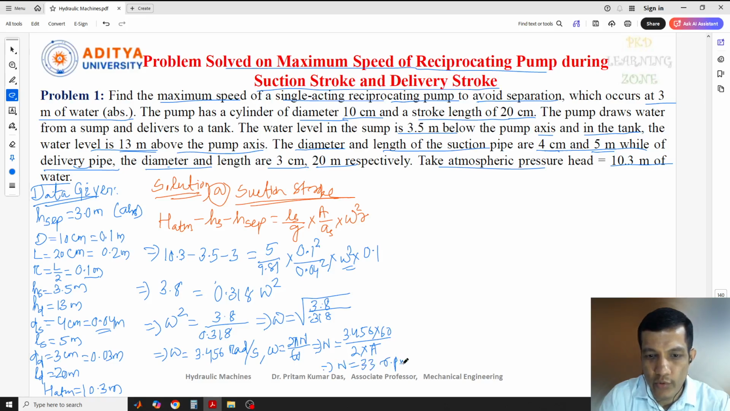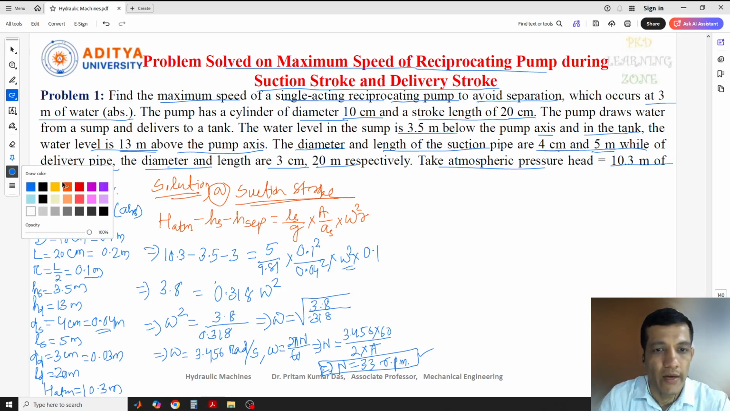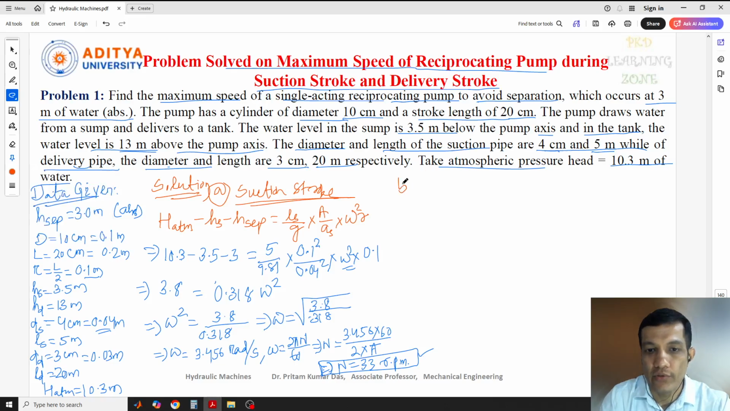The same thing we need to do for the delivery stroke. Then whichever speed is less, that is the maximum speed of the single acting reciprocating pump, between the suction and delivery pipe, that N which is less needs to be considered to avoid separation. So this is the first. Similarly, I will do it for the delivery stroke.